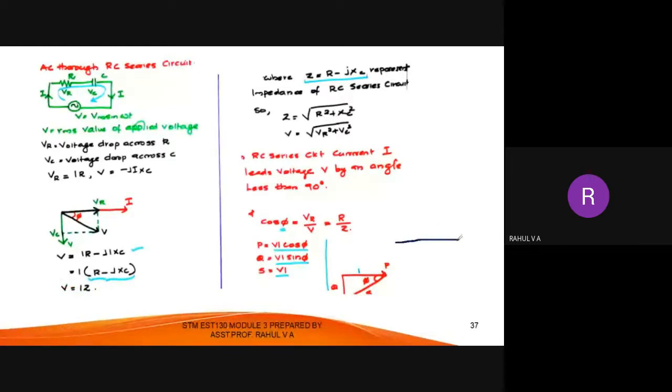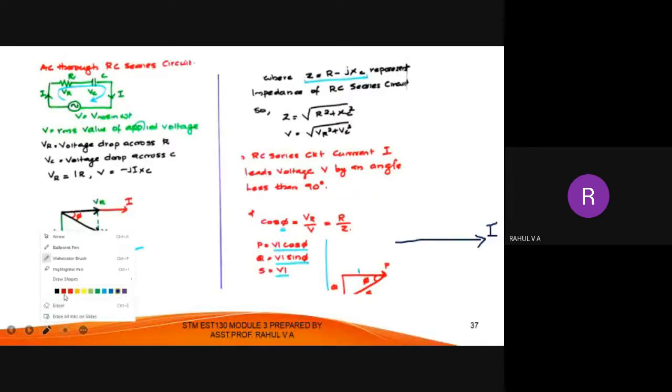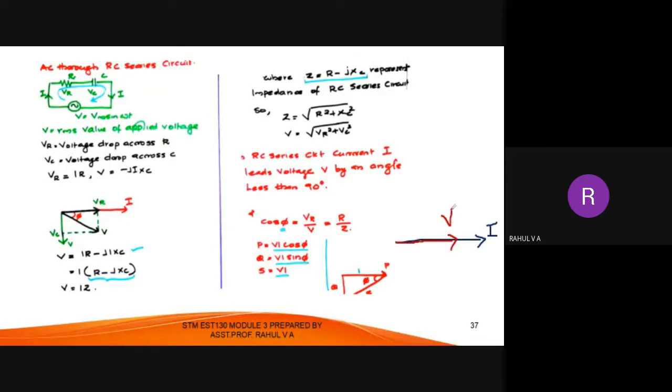So I am taking current as a reference. I am taking the first component, resistance. What I know is, for a resistive component, the voltage phasor lies exactly on the current phasor. So I can write VR like this. For the first component, the resistor, it is over now. And I'm taking the second component, capacitor. In the case of capacitor, I know already that current leads voltage.